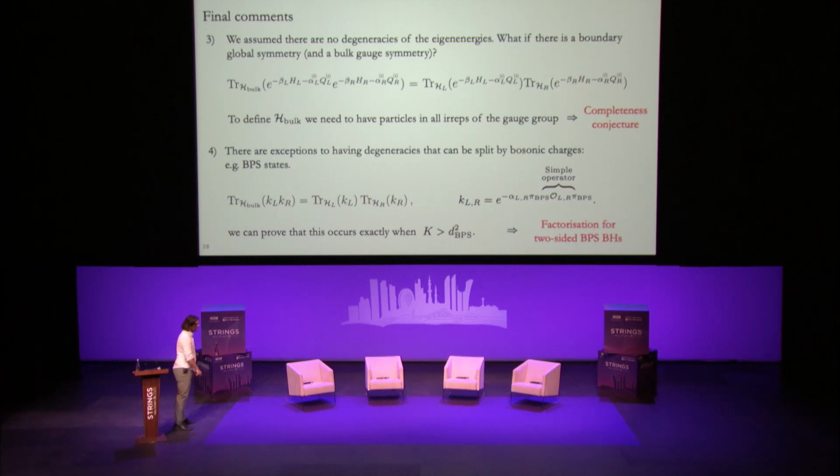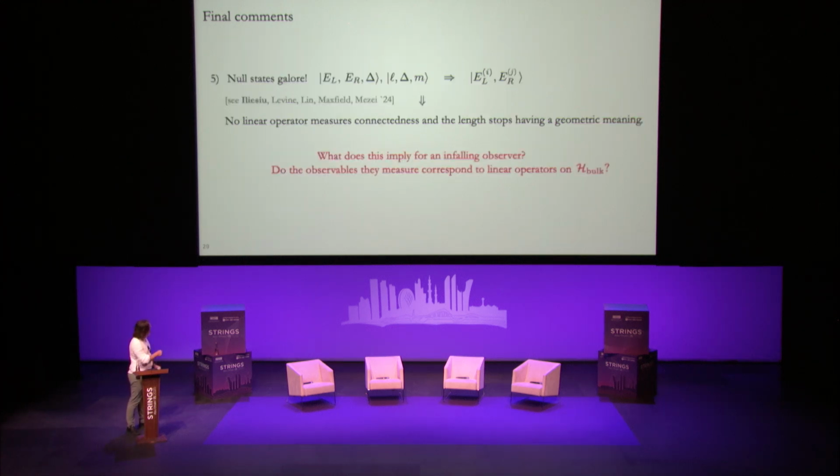There is a degeneracy of eigenvalues, and in order to see factorization, we also have to turn on a chemical potential for the charges associated to that global symmetry, and we still see factorization, but that happens if and only if we have particles in all irreducible representations of the gauge group. And similarly, in the case in which there's a degeneracy due to supersymmetry, like when we have BPS states, two-sided BPS black hole states, we can similarly see that the trace of an arbitrary simple operator factorizes into a product of traces once k is bigger than the dimension squared. Okay, I'll leave it at that. Thank you very much.